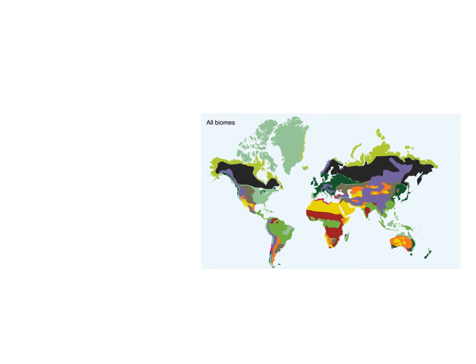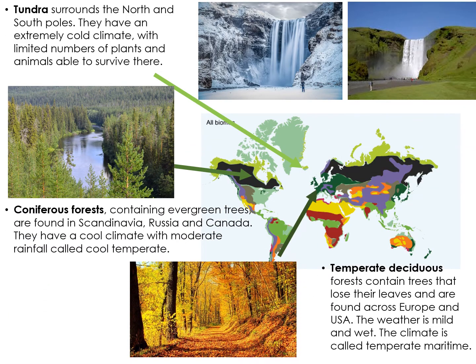So the final three biomes that we're going to look at in detail are the coniferous forest, the tundra, and then the temperate deciduous forest. So first of all, let's start from the south. The temperate deciduous forest is where we live. They contain trees that lose their leaves in winter. They are found across Europe and the USA.